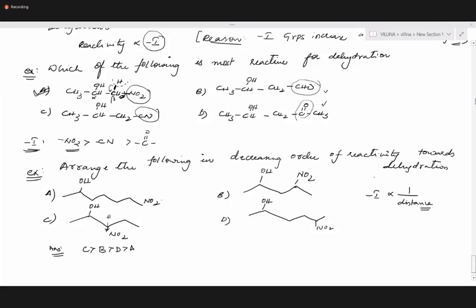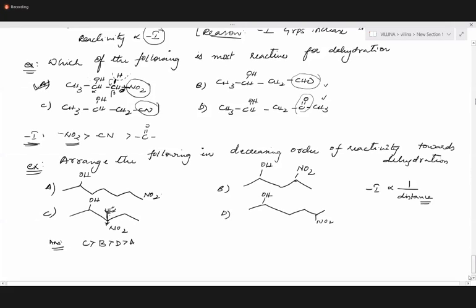Yes, correct. As the electron density is shifting towards the nitro group, less electron density will be there on the beta carbon. Because of that, the shifting of the electron cloud from hydrogen to carbon in this sigma bond will be easier, and H plus can be easily removed. Yes, shifting of the electron cloud is the point when we are considering the minus I groups on alcohols. Okay, that is one point.